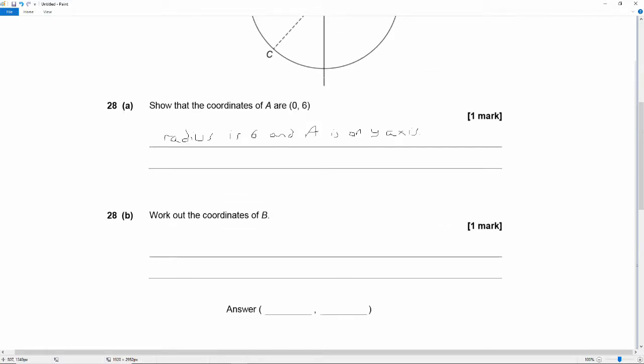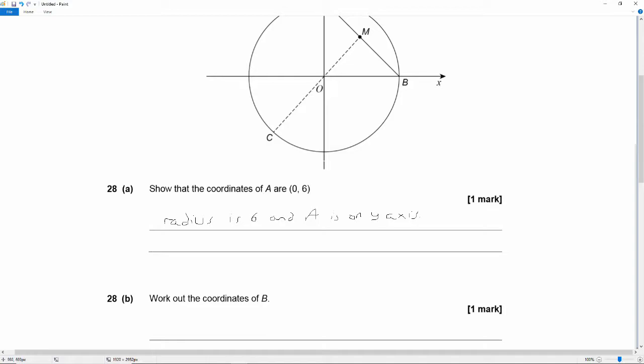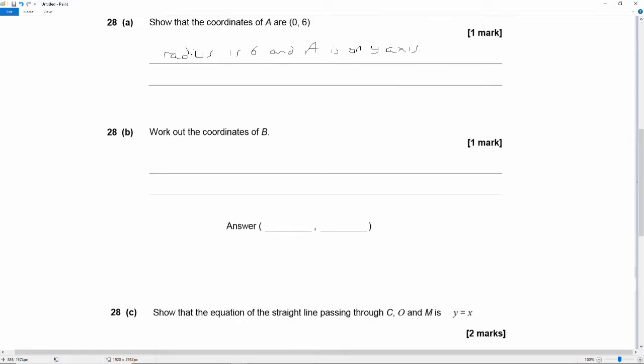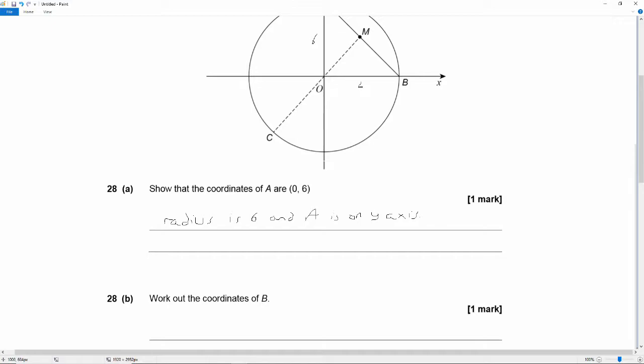Work out the coordinates of B. Well, again, B is on the circumference of the circle and O is the center, so this is the radius, which is 6. So the coordinates are x comma y is 6 comma 0.